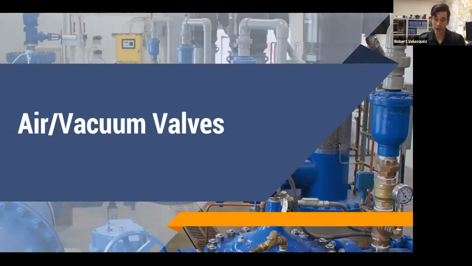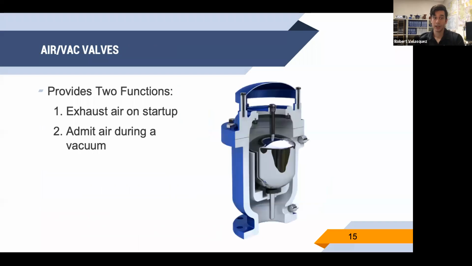So let's talk about air vacuum valves first. Air vacuum valves primarily serve two purposes: they have a large orifice to let air out of the pipeline system when you start it up, and they have a large orifice to let air in during a vacuum condition.